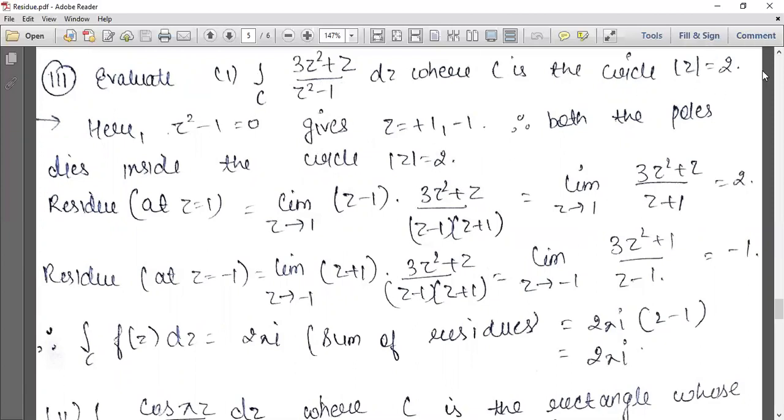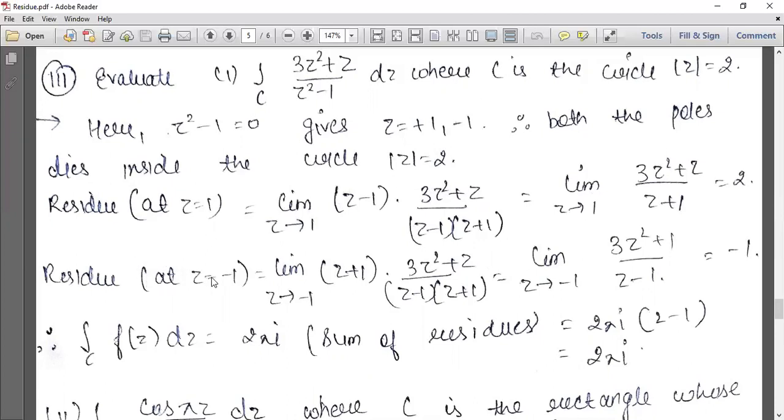And my circle is modulus z equal to 2, so the circle with center 0, that is at origin, and radius of 2 units. So both of these points will lie inside my circle. So I need to calculate residue at both of these points. So z equal to 1, limit z approaches to 1, z minus z naught, and my f of z. So z minus 1 will get cancelled, and I will be left with this. So here replace z with 1, and I will get my answer as 2.